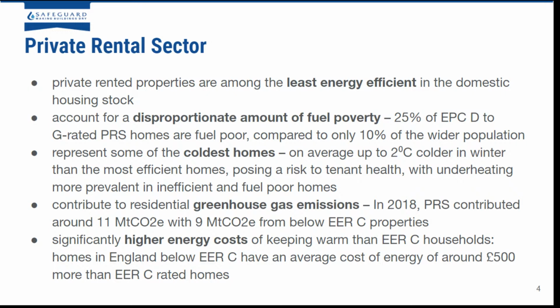So the whole of the private rental sector contributed around 11 megatons of carbon per year, but 9 megatons of that carbon comes from low energy efficiency rated properties, so below C grade. So you can see that the bulk of those greenhouse gas emissions come from those less energy efficient properties. And obviously that leads to a significantly higher energy cost.